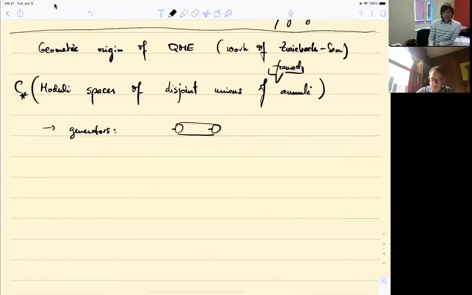Think about the tube, but it's framed. So I have a point on each boundary circle. And this corresponds to the identity. If I think about C0 of this as an element in C0, so maybe let me write it. Now, another interesting element that I have is what I like to depict like this.